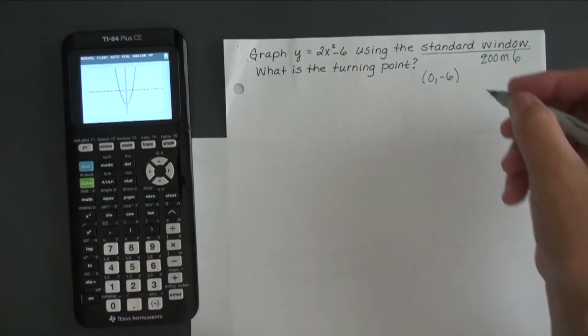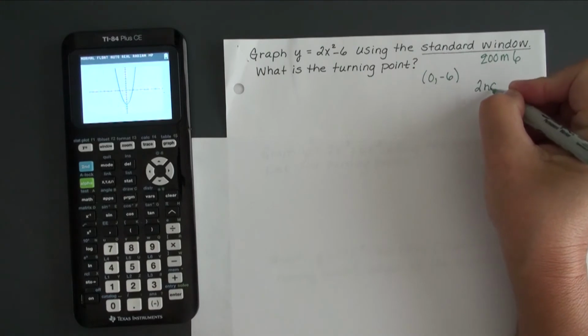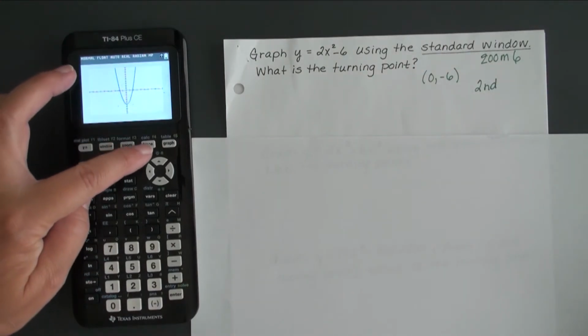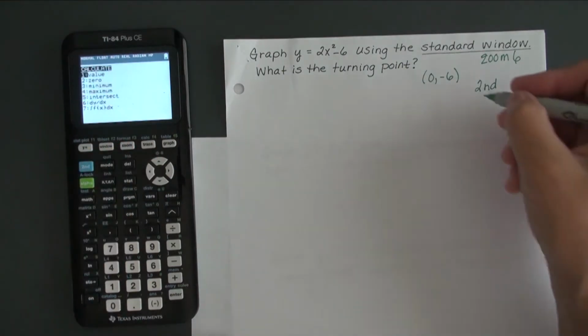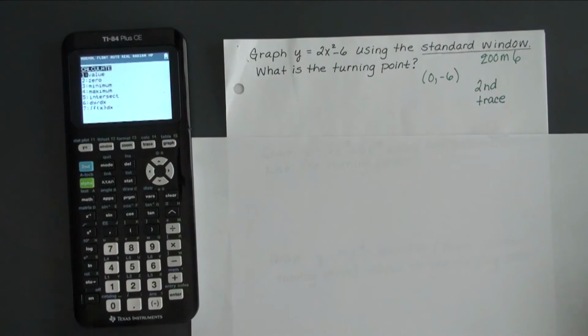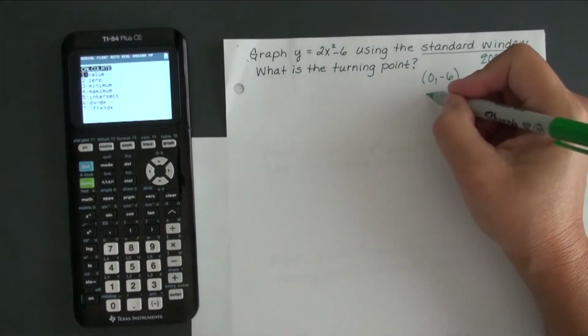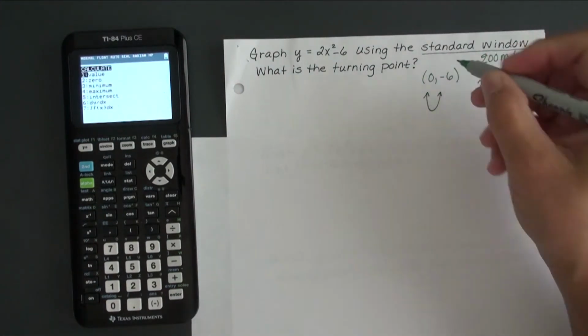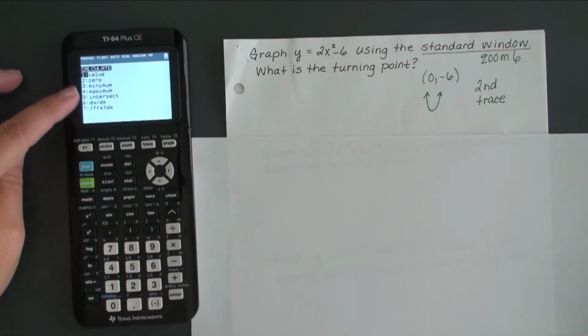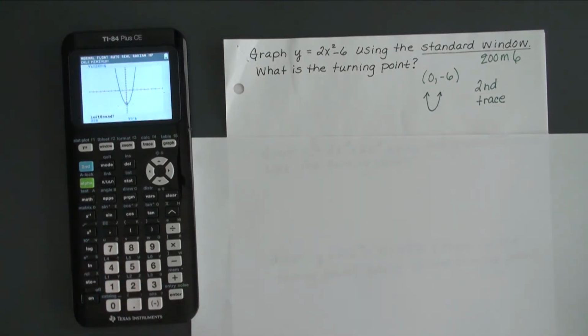And what you do is you press second, and we're going to calculate, which is the trace button. So second, trace. And you'll remember that our graph went like this. So we had a minimum value. So I'll go to minimum, which is number 3.